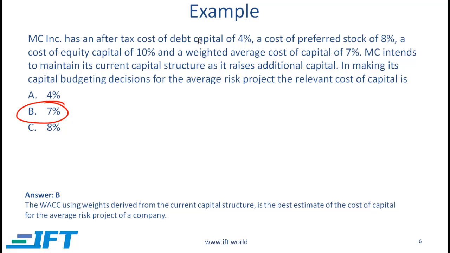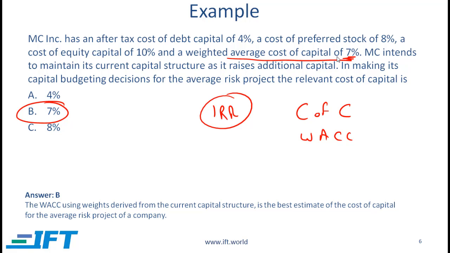You are given lots of numbers, but the main point is that when you make a capital budgeting decision, you need to compare the investment return with the cost of capital or the weighted average cost of capital. If the IRR is greater than the WACC, then you go for the project. If the return is less than the WACC, then you do not go for the project. Here, the weighted average cost of capital is given as 7%, so that is what you consider.